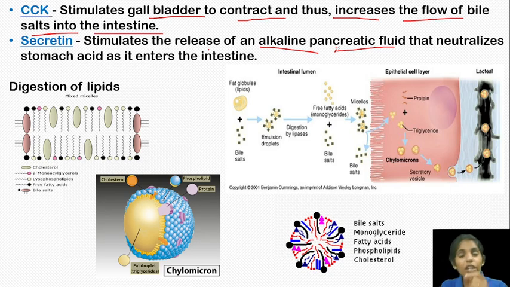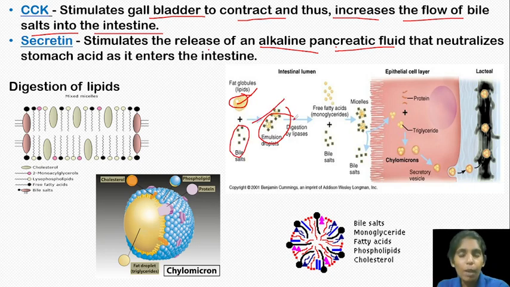Now let us discuss the digestion of lipids. Okay, the fats or the lipids will be present in the form of triglycerides. That is, a single glycerol moiety is attached to three different fatty acids. And these lipids will combine with the bile salts and form emulsion droplets.